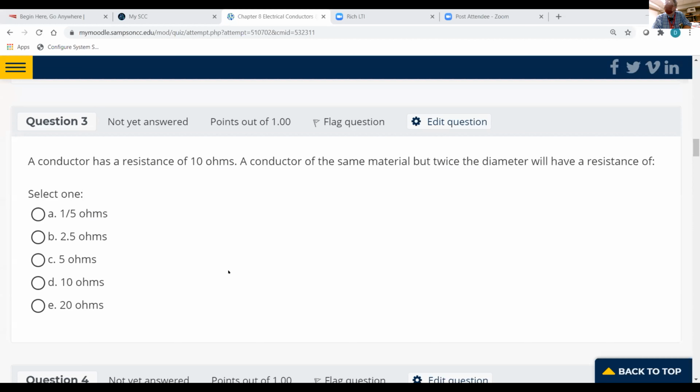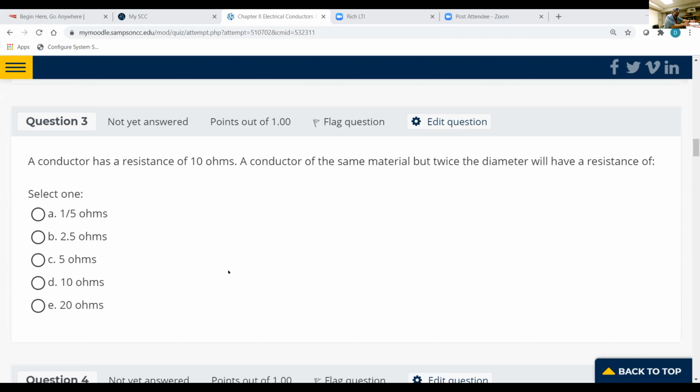Now, a conductor has a resistance of 10 ohms. So many feet of wire, they ain't telling us how many feet. But a conductor of the same material, but twice the diameter, okay, diameter, not CSA, diameter, will have a resistance of what? Now, this is kind of a trick question.